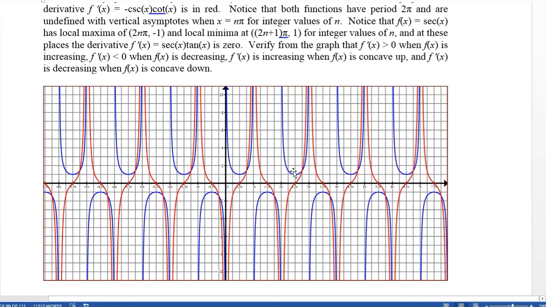For example, everywhere there's a minimum or a maximum on the original function, the derivative is crossing the x-axis. The derivative is the one in red. The original function is the one in blue. Notice everywhere the original function is concave up, the derivative is increasing. Everywhere the original function is concave down, the derivative is decreasing. Where the original function is increasing, the derivative is positive here and here, and the derivative is negative in here where the original function is decreasing, and so forth.